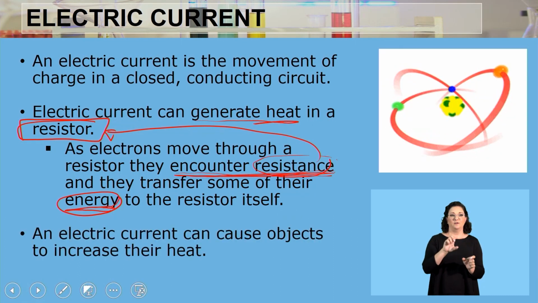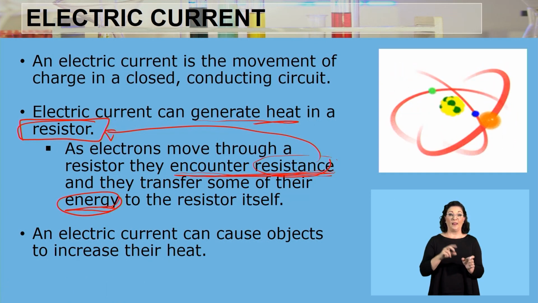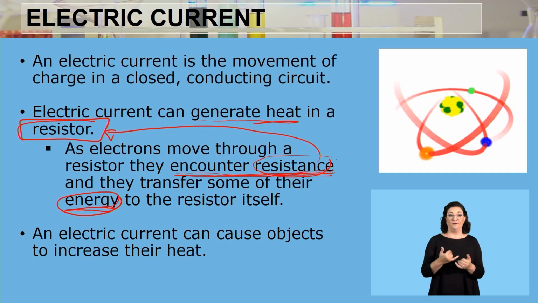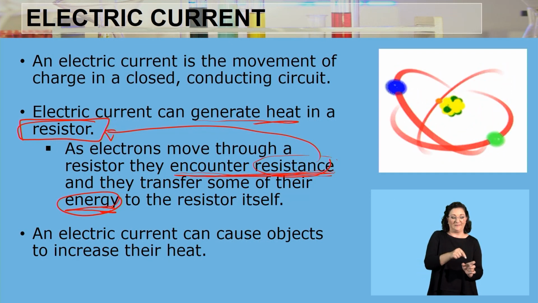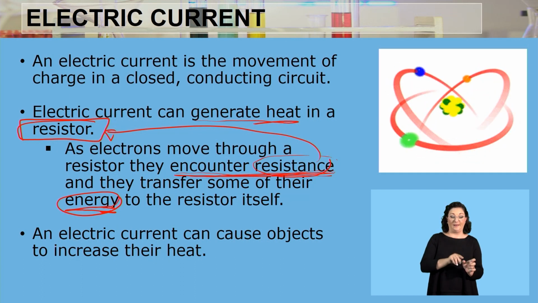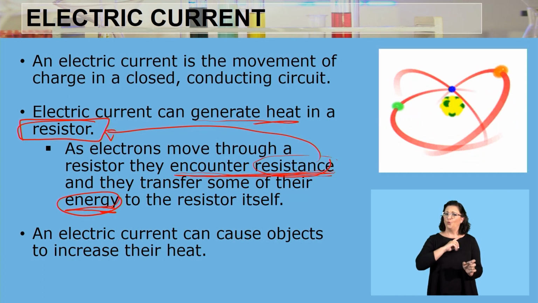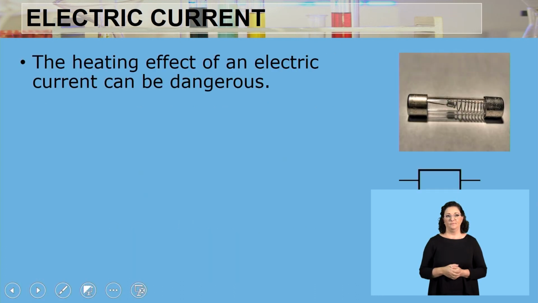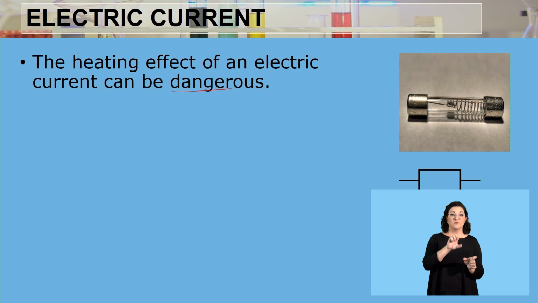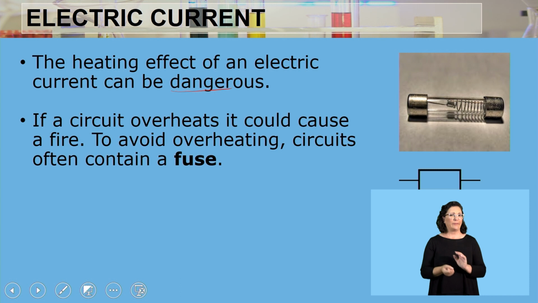Now, an electric current can cause objects to increase their heat, because the energy being transferred into the resistor can be transferred in the form of heat. Furthermore, the heating effect of an electric current can be dangerous. As those electrons transfer their energy into the resistor itself, that heating effect can be dangerous. What do we mean by that, and what happens?